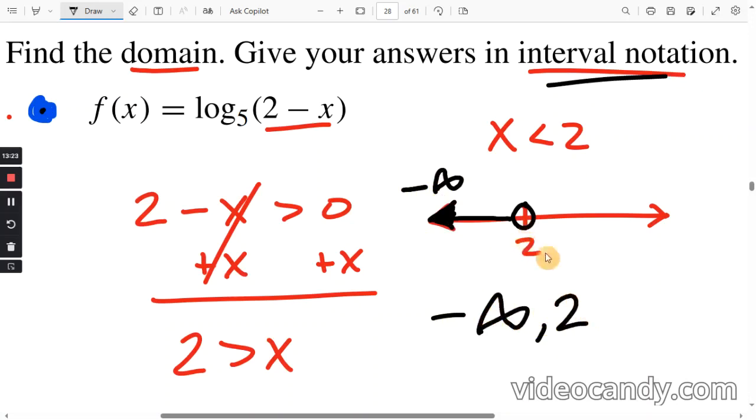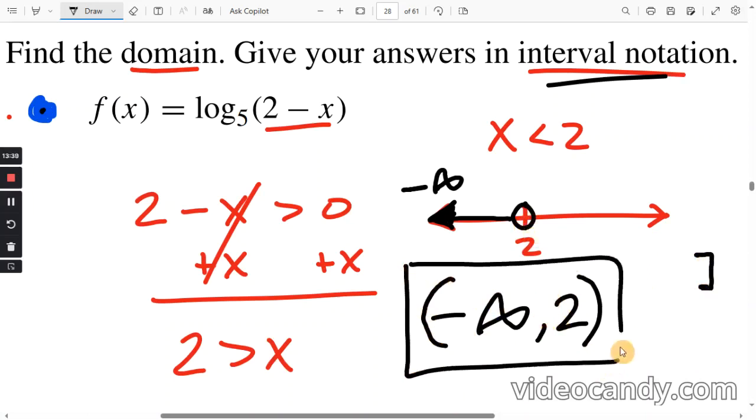It does not include the 2, so you use the rounded parenthesis. Infinity is never included, so you use the rounded parenthesis. If it did include 2, you would use the square bracket like so, but it doesn't. So that's it right there.